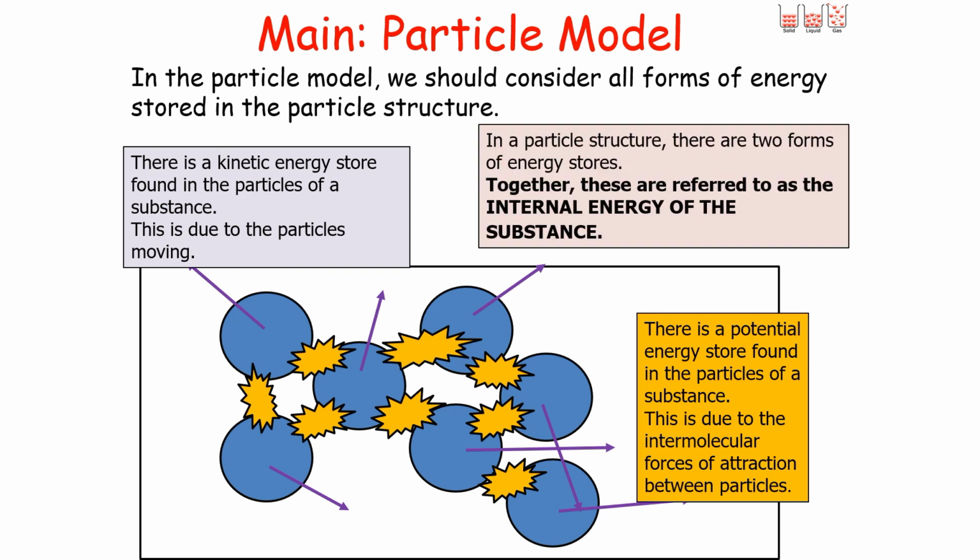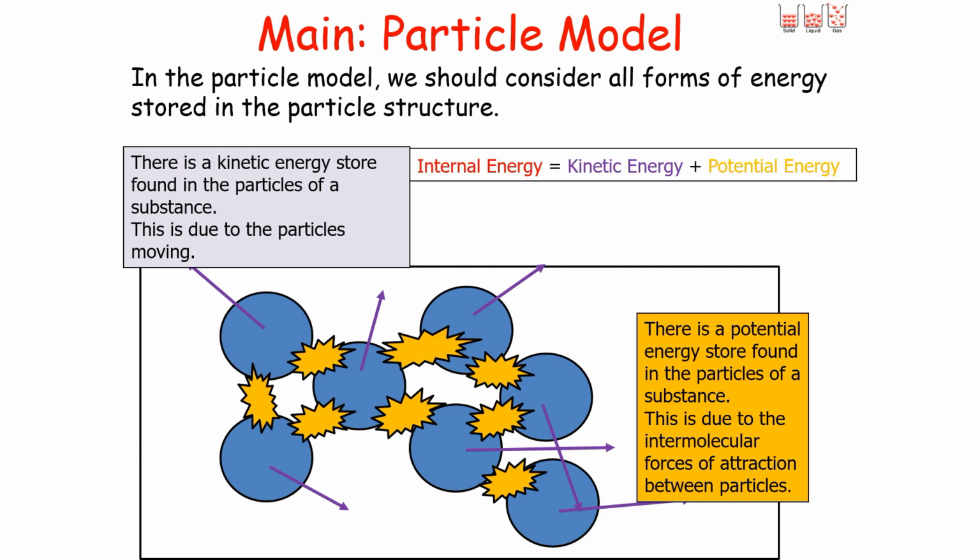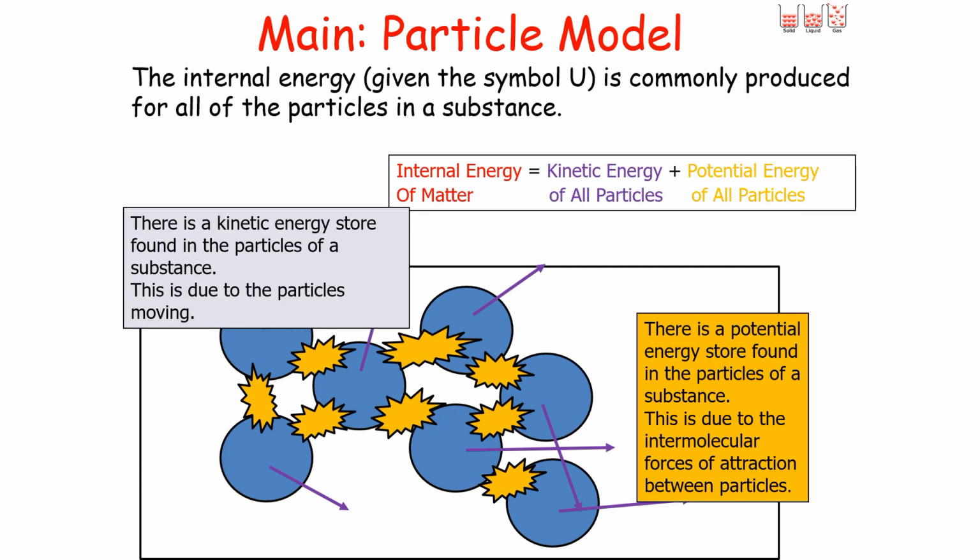Now in the particle structure, you've got these two energy stores, the kinetic energy store and the potential energy store. We refer to these together as the internal energy of the substance. So the internal energy is equal to the kinetic energy store plus the potential energy store. But it's important to note that it has to be for all of the particles in the substance. So the internal energy of matter is equal to the kinetic energy of all particles plus the potential energy of all particles.